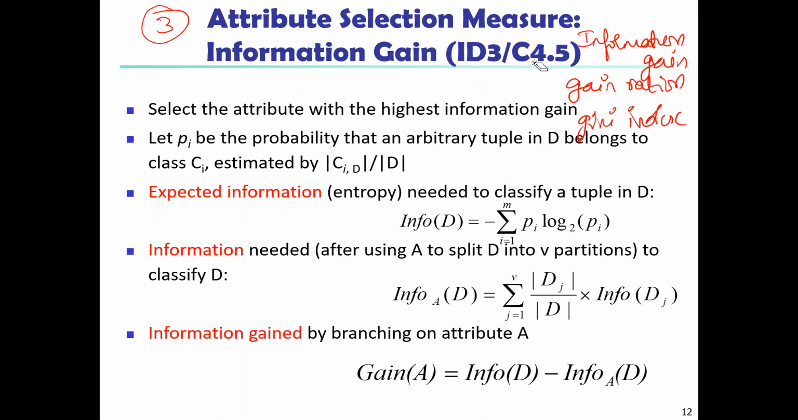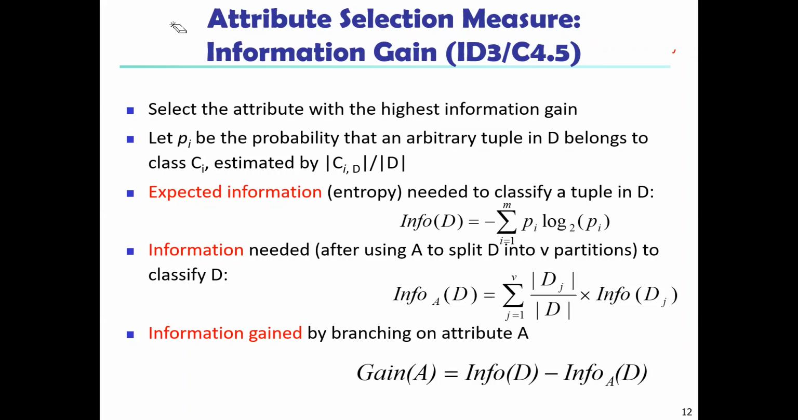It is going to select the attribute with the highest information gain. It mainly concentrates on the highest information gain. The attribute which you have chosen should contain the highest information, the highest value. So let's select the attribute with the highest information.